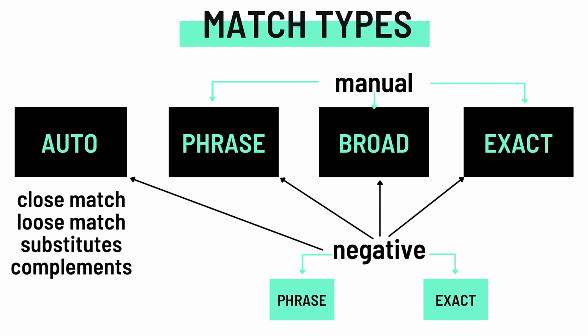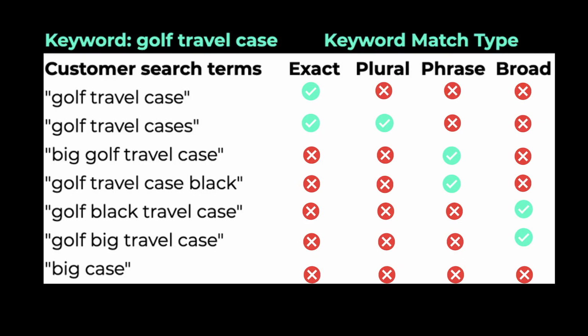But that's match types. So bringing up that example from our listing optimization, this is just kind of what it looks like if you want to understand what exact, plural, phrase, and broad targeting is. In terms of Amazon pay-per-click, another important distinction is that both exact and plural terms are treated as the same. So you don't need to bid on both golf travel case and golf travel cases, because either of those terms is going to actually be bid on explicitly by Amazon. So we don't need to worry about doing plural phrases.